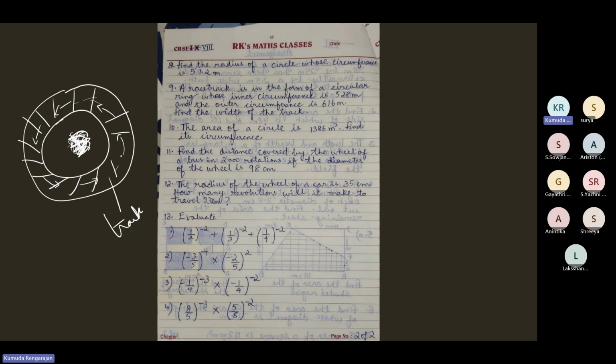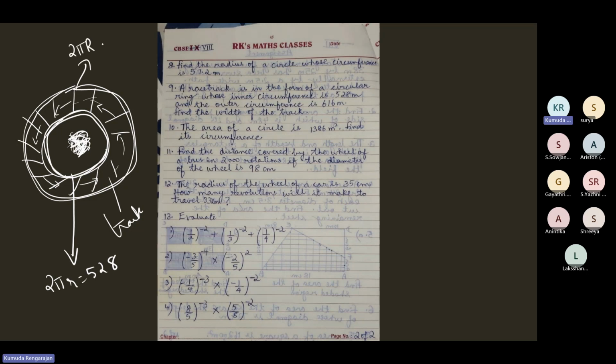Now the inner circumference, that means the circumference of the inner circle, is 528. That means 2 pi small r is equal to 528. So from this you can find the value of small r. And then the outer circumference, the circumference of the outer circle, is 2 pi capital R, which is equal to 616. So from this you can find the value of capital R.